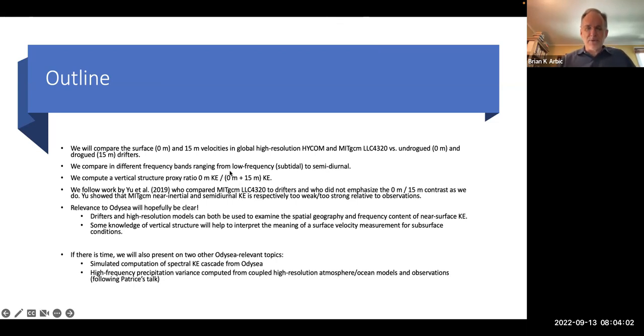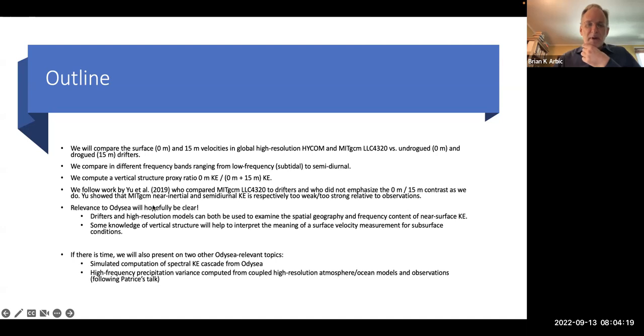So if there was no vertical structure, then that value would be 0.5. If it's greater than 0.5, that means you have a top-heavy velocity field, greater at the surface. And if it's less than 0.5, that means velocity decreases with depth.